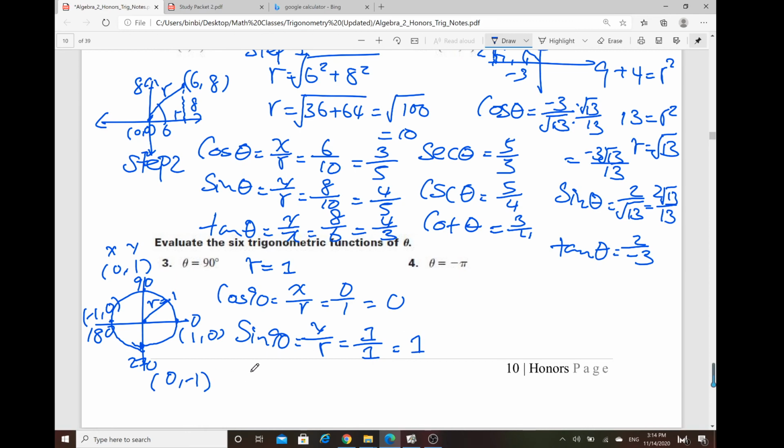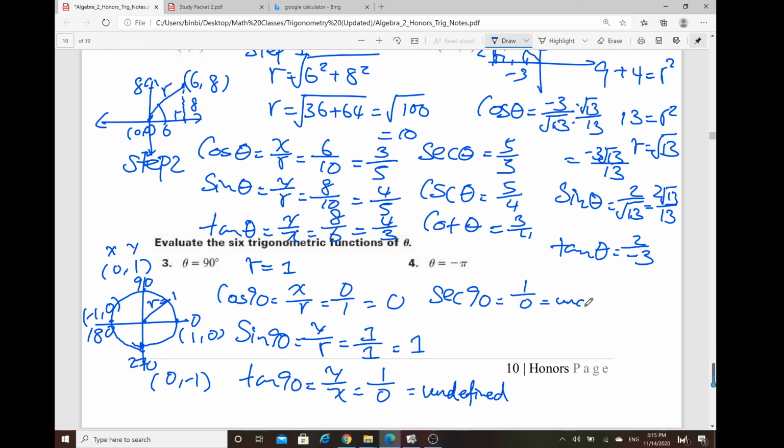And then tangent of 90, y/x. So it's 1/0. Guess what? We cannot divide by 0 because that would be undefined. And then the reciprocal, secant of 90, that would be 1/0, which is undefined. And then cosecant of 90 is still 1/1. It doesn't matter which way you flip, it's still 1. And then for cotangent of 90, this time it turns out to be x/y, which means 0/1, so 0.